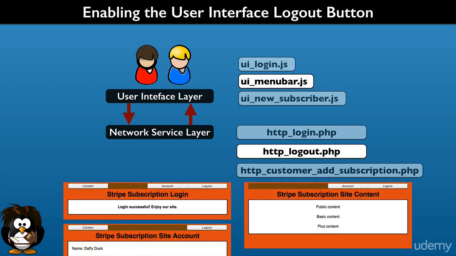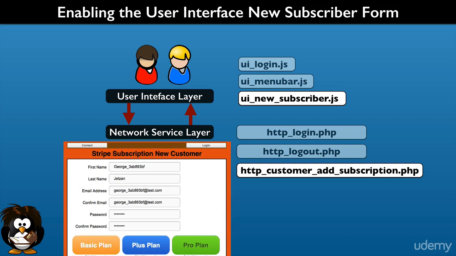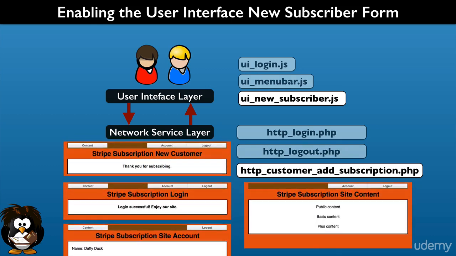Once the user interface reflects a logged in state, a logout button appears on the navigation menu bar. So we will enable that to make a logout network request. Then we need to make a tweak to the new subscriber form and the network request script that it calls. Those changes will put the user interface into a logged in state after a successful new subscription, and it will set the content level associated with the subscription plan that was chosen.